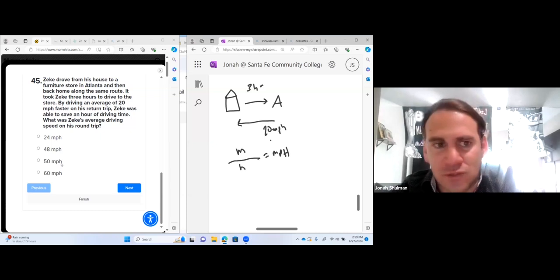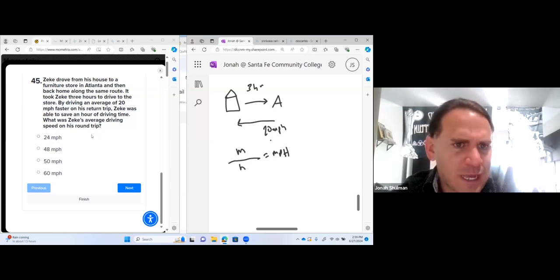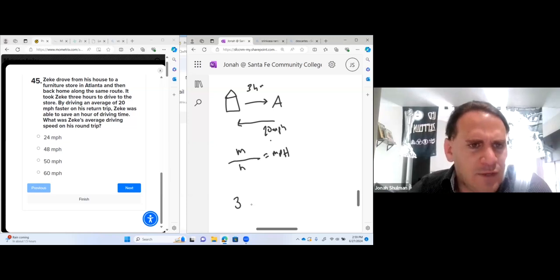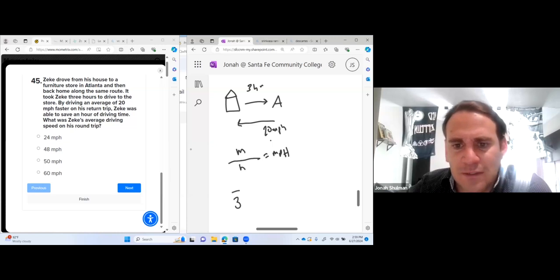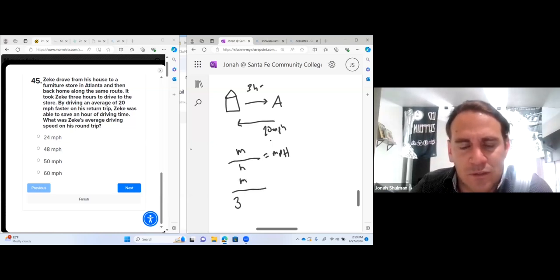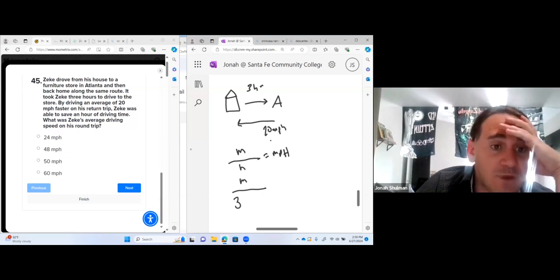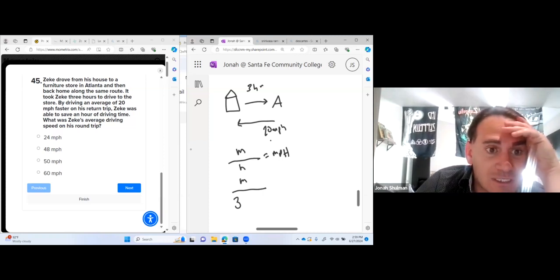These are our possible answer choices. We can work backwards, but let's see what we have. So the first one, we know it took him 3 hours. And by driving an average of 20 miles per hour faster. So the miles is the same. So this is miles, but we have to double it. So the first is going to be miles over here. And the second one, we are figuring out that it's an average of 20 miles per hour faster on his return trip. And we just need the average speed of his round trip.